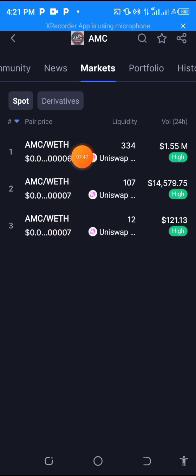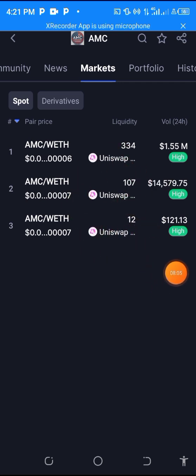So this is on the Ethereum blockchain, and it's trading on Uniswap. So it is a decentralized exchange. It's not trading on a centralized exchange like Binance, Bybit, and the rest.